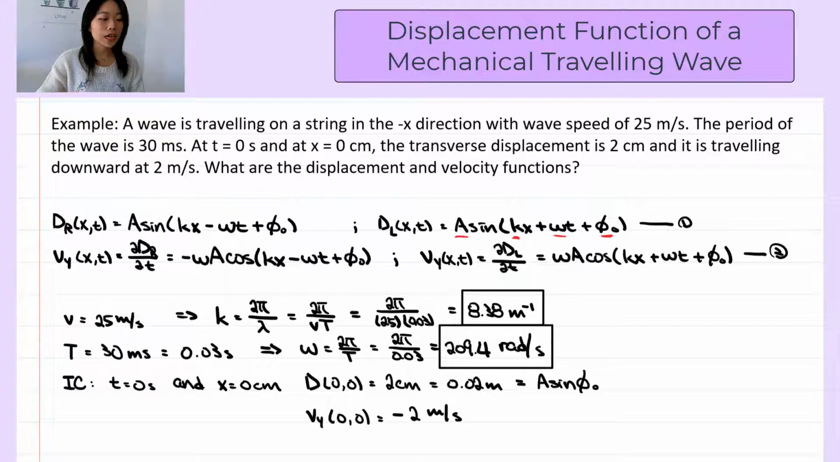Similarly with initial velocity, it's given that initial velocity is -2, and we can substitute x equals 0 and t equals 0 into our equation 2. And we get angular frequency times amplitude times cosine of phi naught, the phase constant. Let's call this equation 3 and this equation 4.